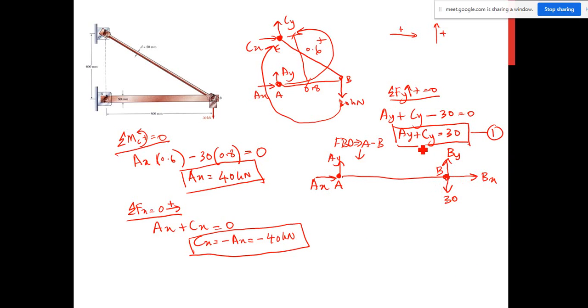Okay guys, my question is, why do we have BX and BY here? Why didn't we have BX and BY here? Okay, anyone? Why do we have BX and also BY here, in this free body diagram? But in this free body diagram we don't have BX and also BY. Why?